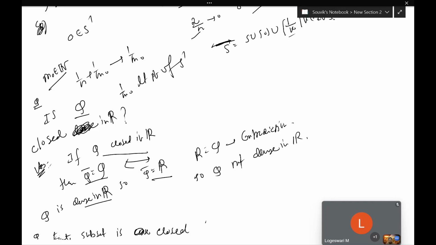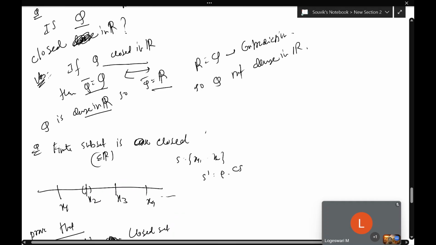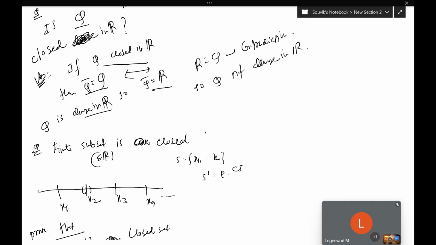So the question is: is the set of rationals closed in R? If Q is closed in R, then Q closure equals Q, obviously. But since we know that Q is dense in R, Q closure equals R. So together this implies that R equals Q, and this is a contradiction. So Q is not closed in R.